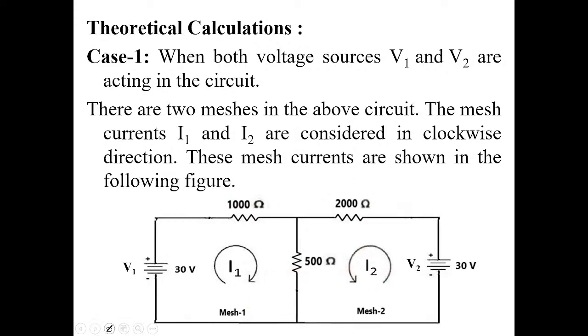What is the current in 500 ohms? If you observe, I1 current is downward. What about I2 current? It is also downward. Both are in downward direction. That means both the currents are in same direction.